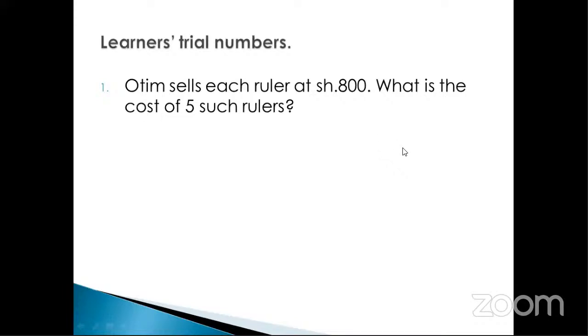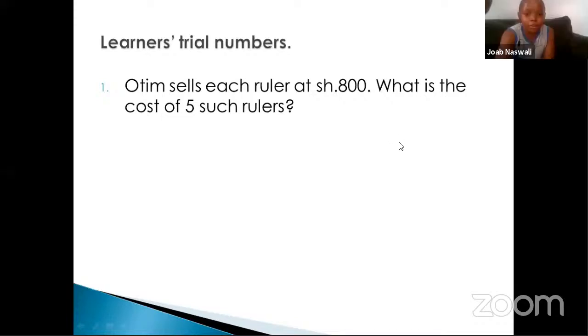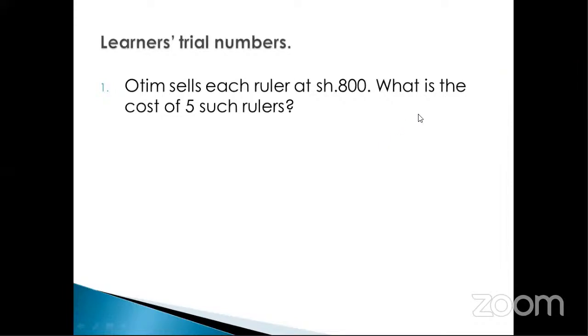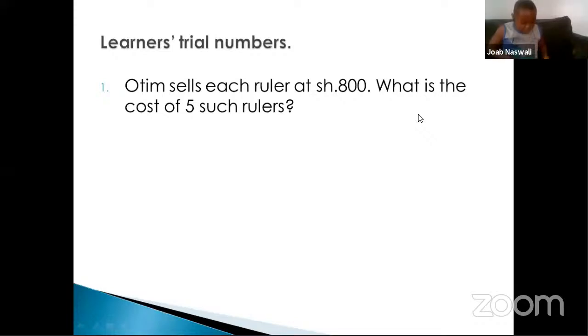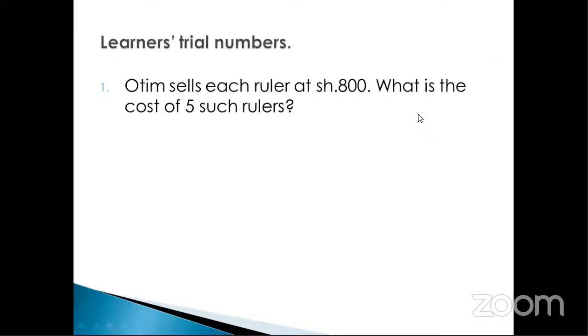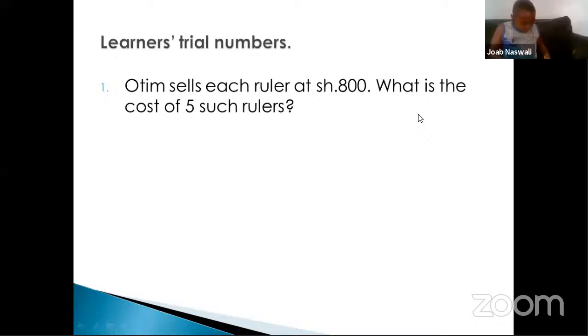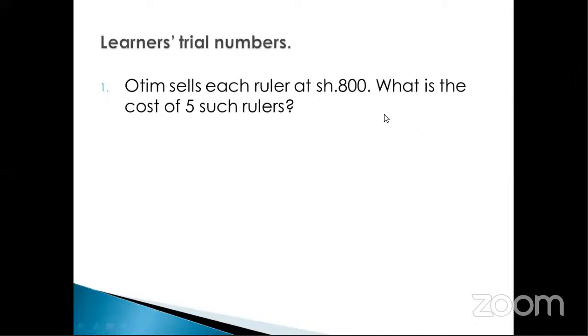Okay. Alice, I think let's give opportunity to Johab. Johab, please. Yes, Johab. I've got 4,000 shillings. Okay, how did you get 4,000 shillings? I multiplied. What did you multiply? 800 shillings times 5. Okay, so that is from Johab, also has multiplied.